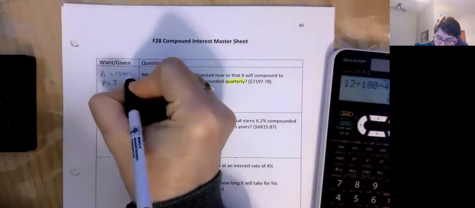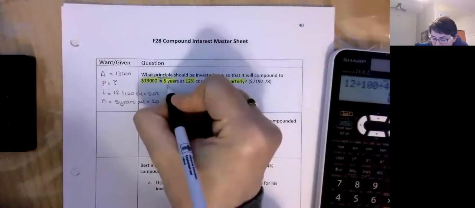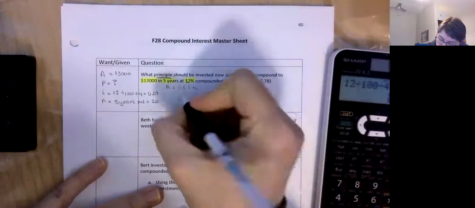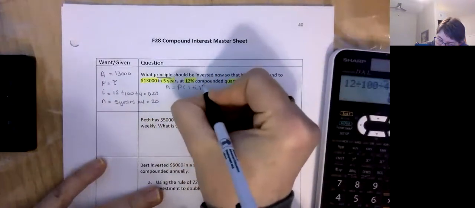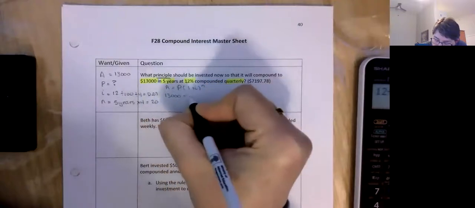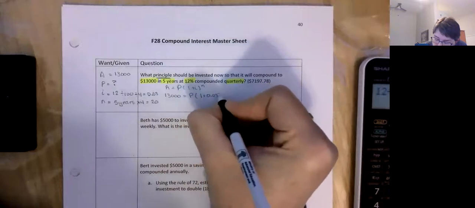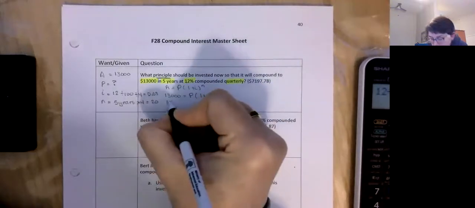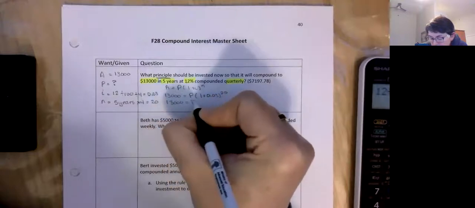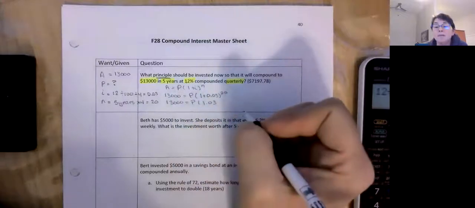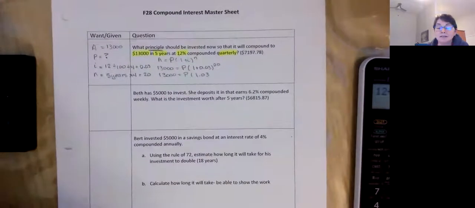And so we'll compound to 13,000. That's our accrued amount, the amount at the end. A is equal to P times 1 plus i to the n. So 13,000 is the amount, and the principal I don't know, times 1 plus 0.03 to the 20th. 13,000 is equal to my principal times 1.03. I'm going to double check the zeros there. I've made a couple of mistakes making the videos by screwing up the number of zeros.